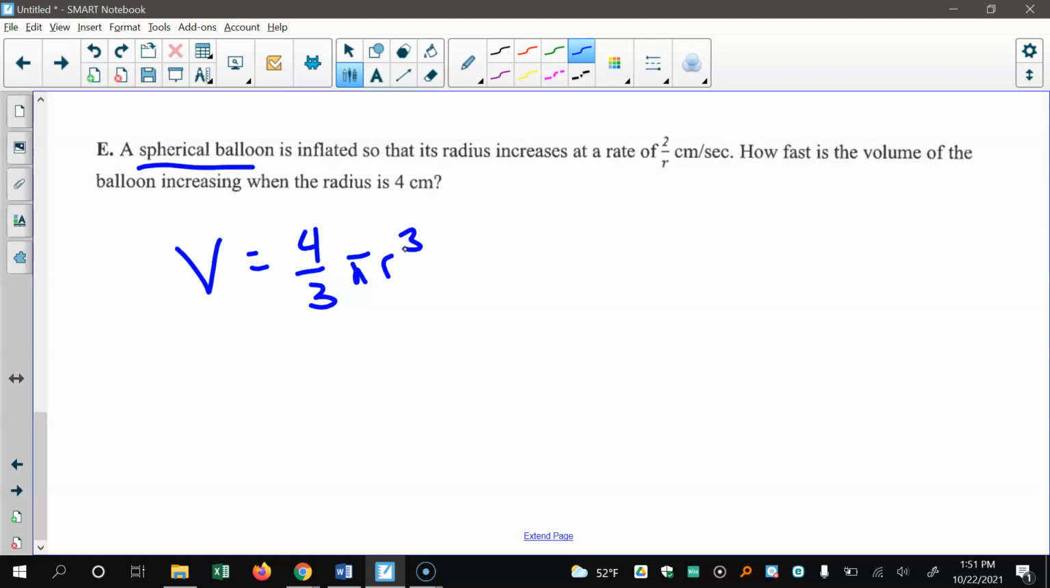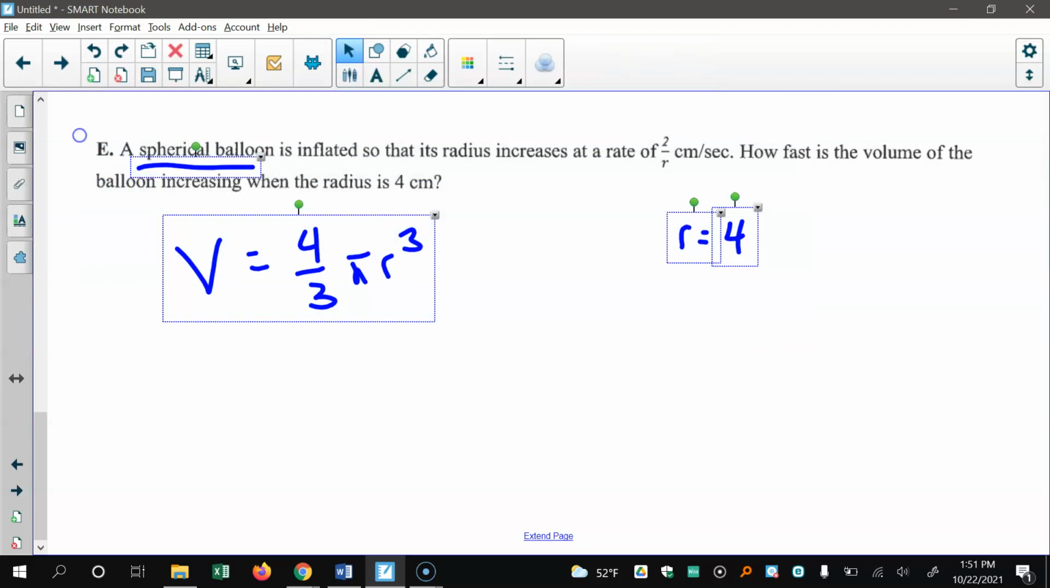Now, we have a spherical balloon. It's inflating. Its radius increases. So let's go and get some numbers on the side here. We have an r value when r is 4. I'm just going to change all the colors here, just so we have that.